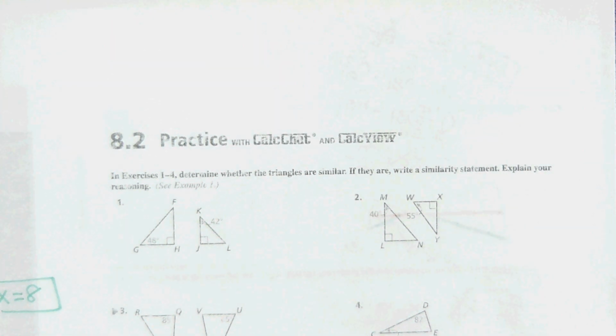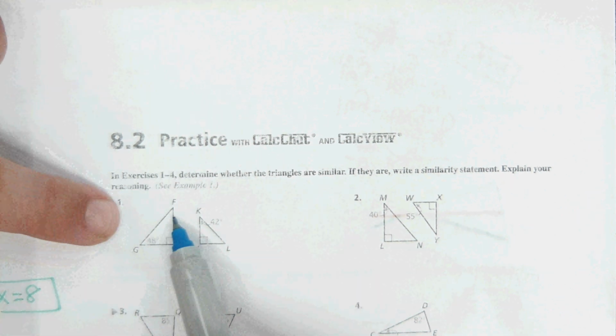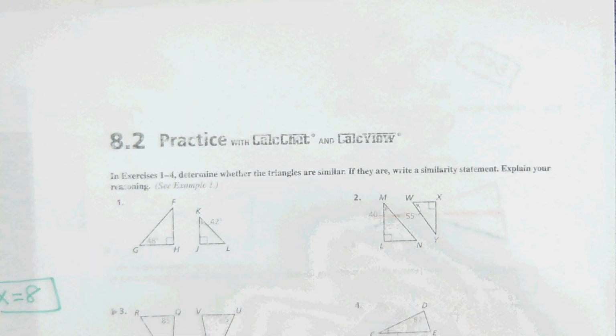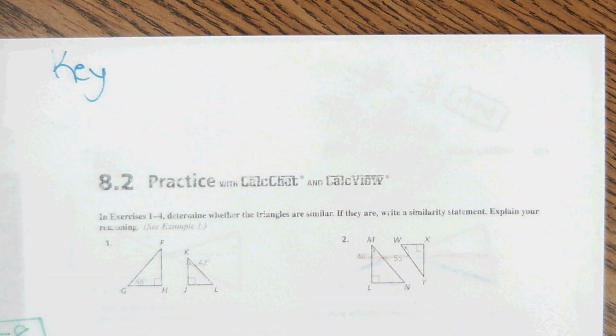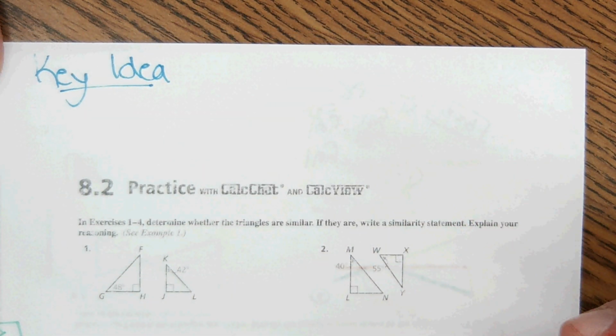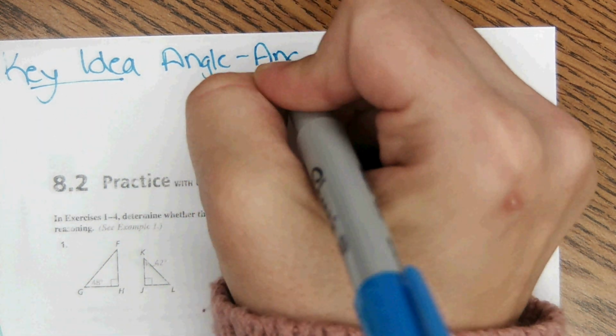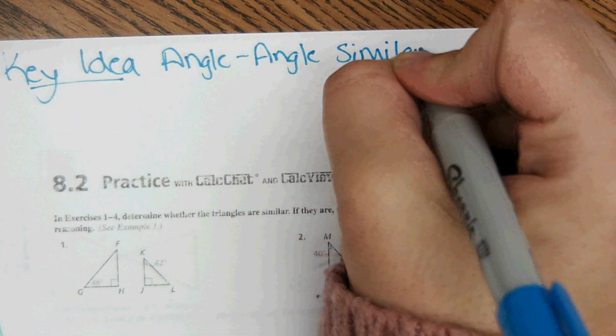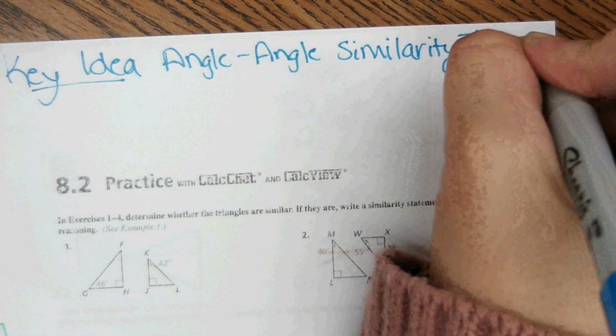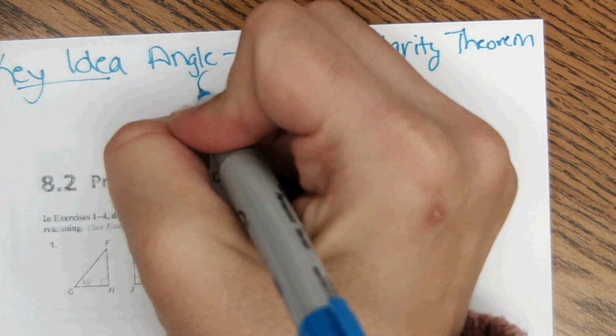On Friday, we talked about the proportionality of similar triangles, and I mentioned that in similar triangles, all the angles are the same. Today, we're just focusing on angles. So the key idea for this, in this top space, just write key idea. We're going to write the theorem that we're going to be working with. Key idea is called angle similarity theorem.